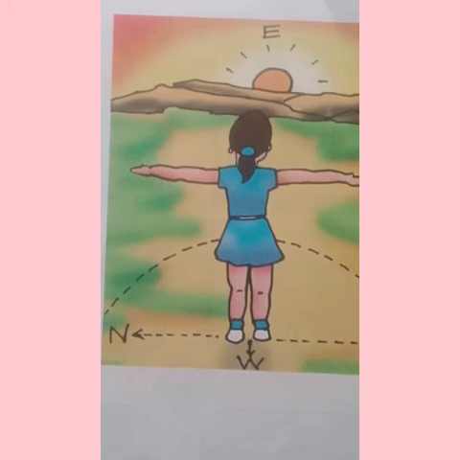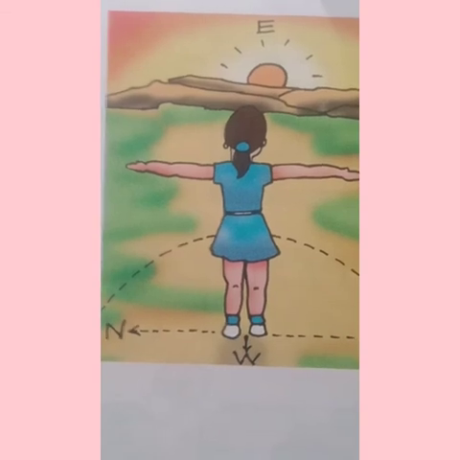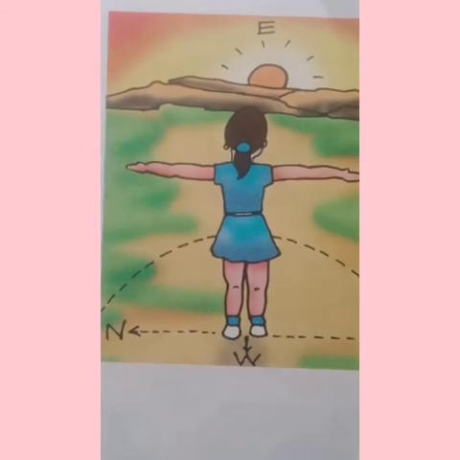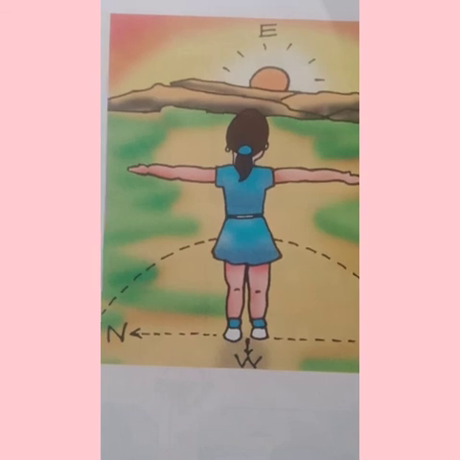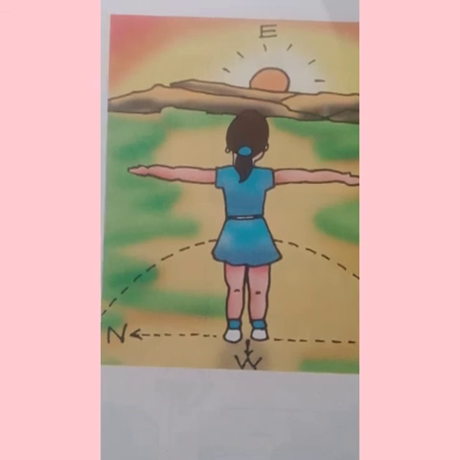Okay, now do the same experiment in the evening. Now you face towards the sunset in the evening. Your face should be towards the sunset. So now you're facing which side? Yes, you're facing the west side. And your back is? Yes, your back is now east. And your right hand is? Yes, to the north. And your left hand is, yes, your left hand is now south.